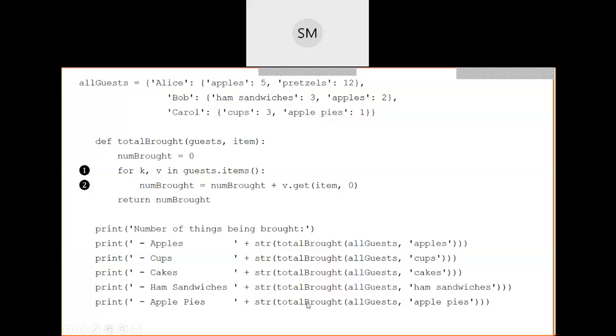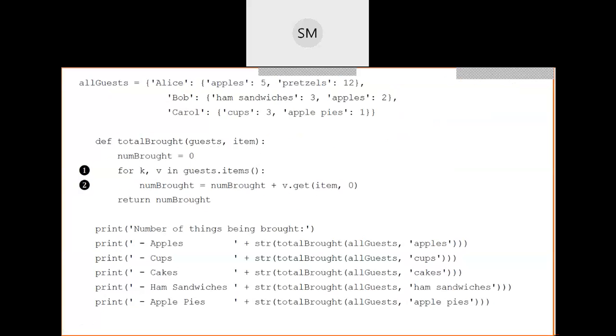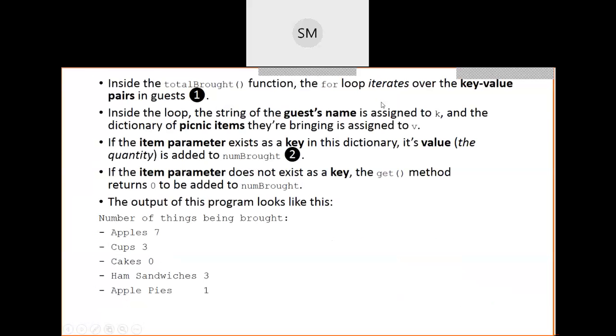So let us see the exact output of this program. This is the exact output of our program: number of things being brought. Apples is 7. We can observe here that in our program, the total count of apples is 5 here and 2 here, so 7. Then the second item is cups. So a total of 3 cups will be there at the picnic spot. Somebody brought 2 cups and somebody brought 1 cup, so total 3 cups.